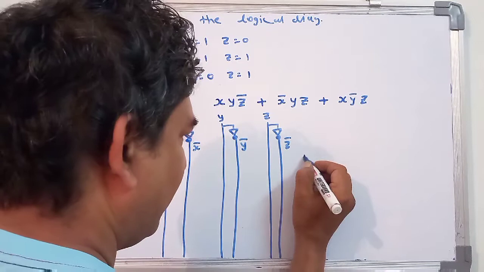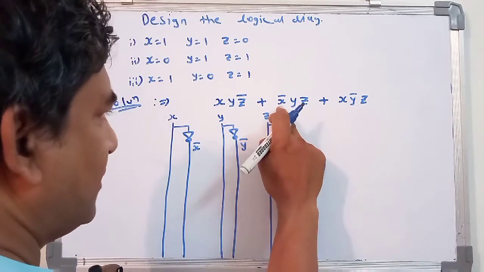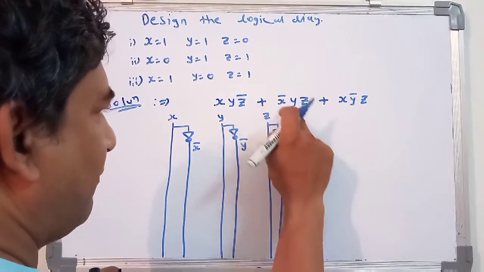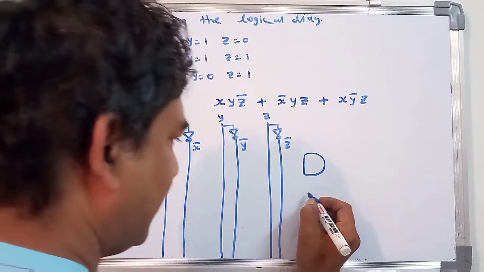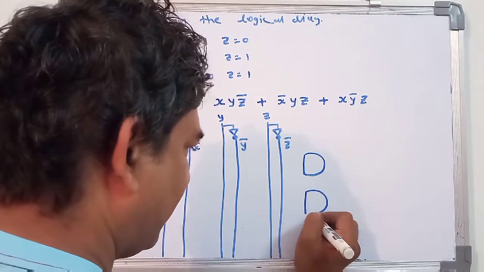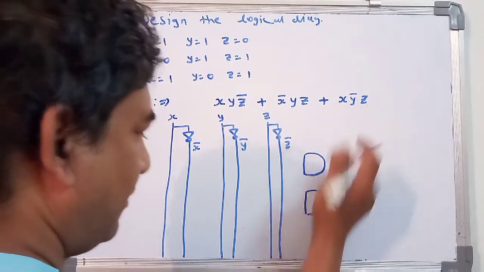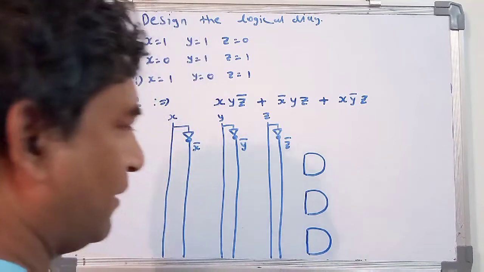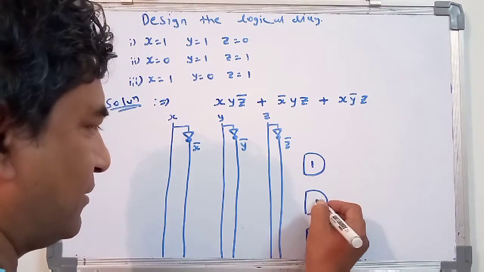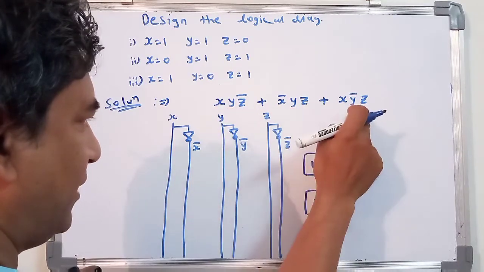Since you draw the first AND gate like this, then consider the second, x bar, y and z. Again, this part has the gate, and that gate is an AND gate. The third value is x, y bar and z. Again you have this AND gate like this. Now the first gate, second gate and third gate mean the first equation, second equation, third equation.